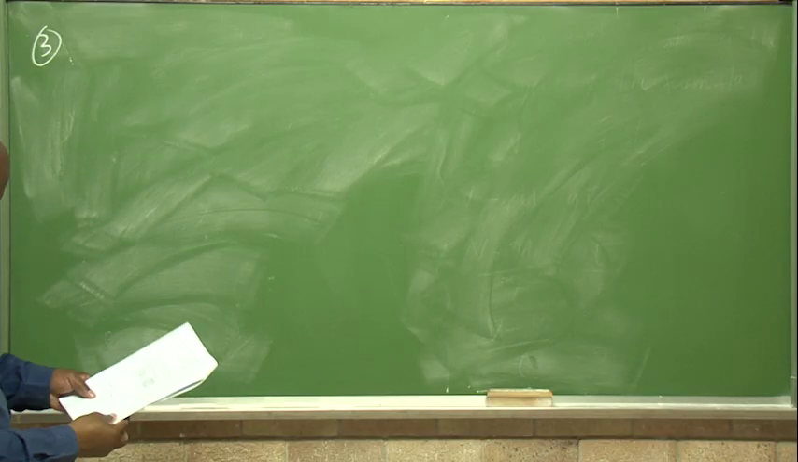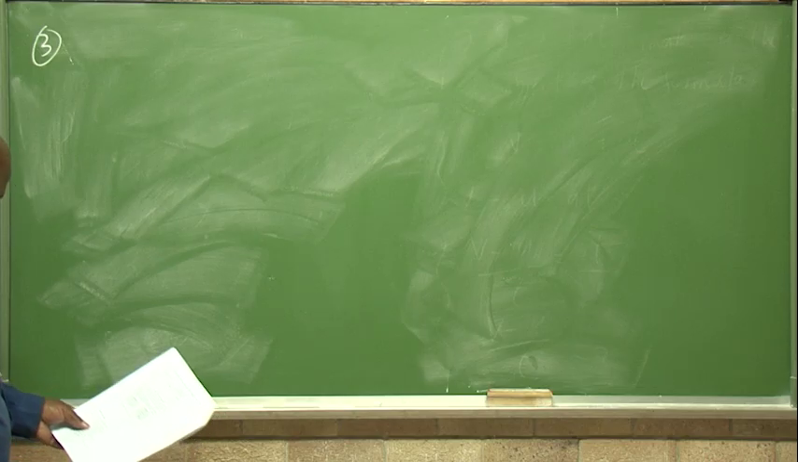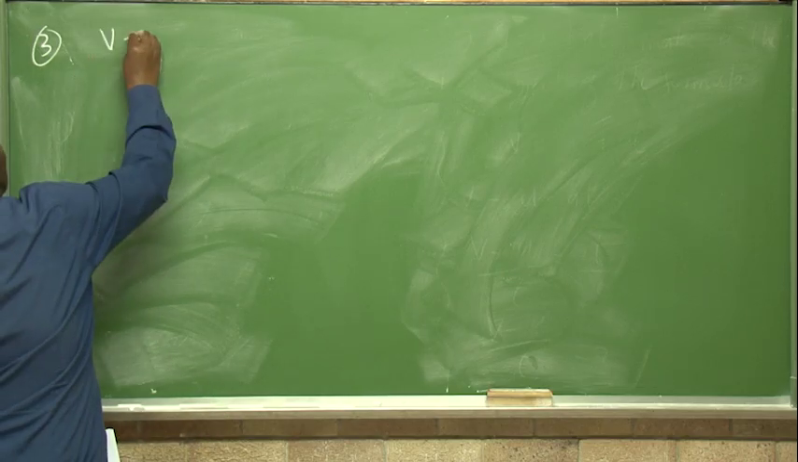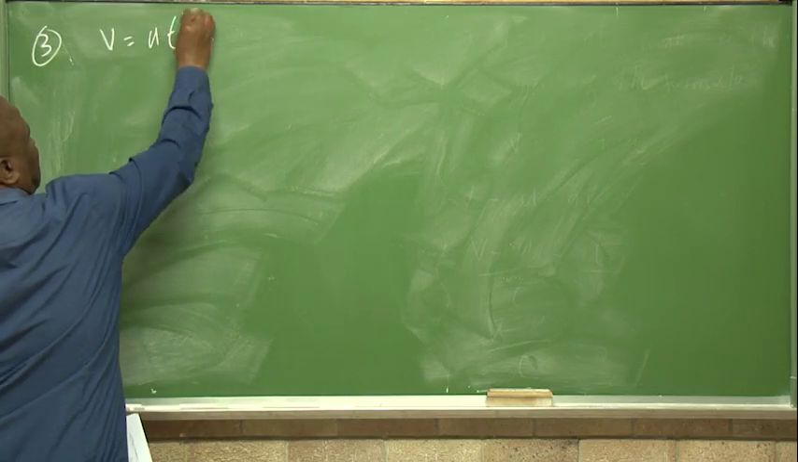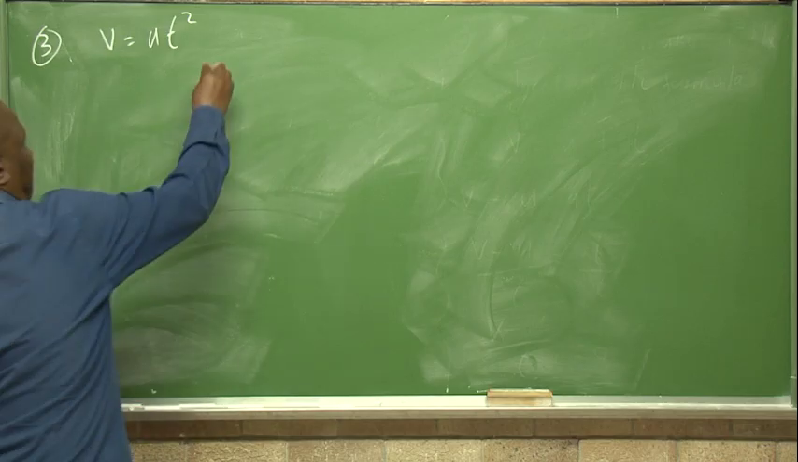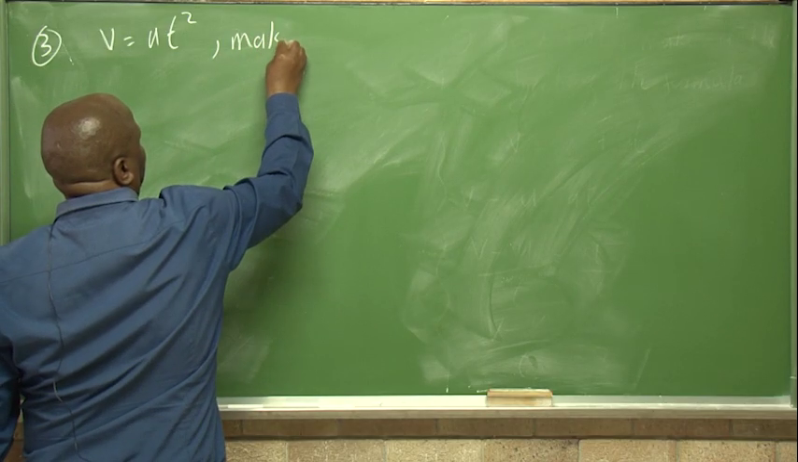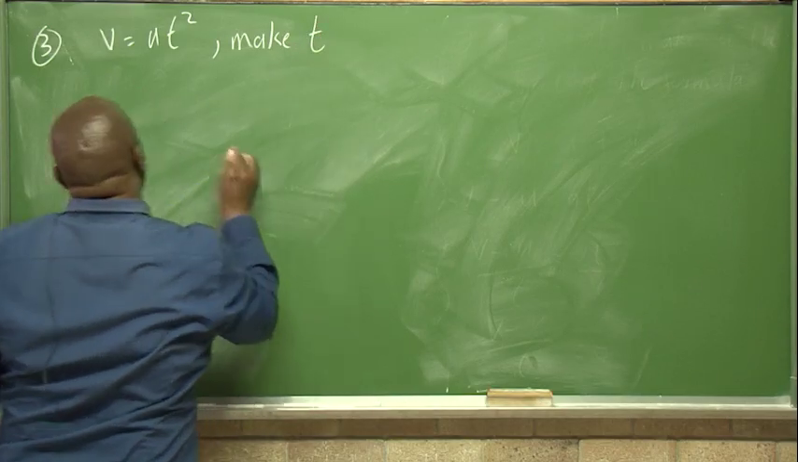Example number 3 of literal equations. V is equals to A T squared. Then the question says, determine, make T the subject of the equation.